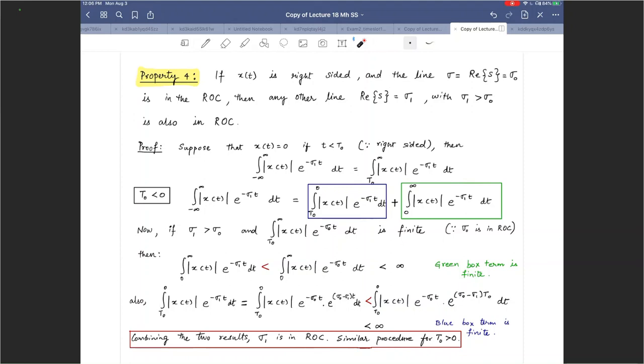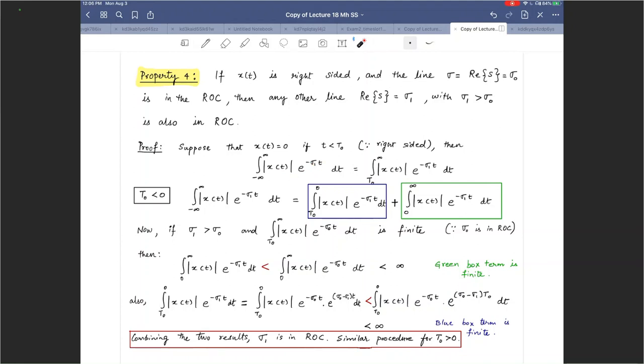Now to prove this, we are going to do this for t sub 0 less than 0, and then we'll follow a similar procedure for t sub 0 greater than 0. Let's start. Suppose your x of t is 0 if time is less than some time t0. That means it is right-sided. So it is bounded on the left by some time t sub 0. Then the integral from negative infinity to infinity of the absolute value of x of t e to the minus sigma 1 t dt. What are we looking at?